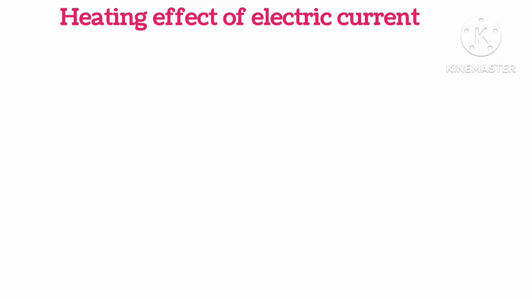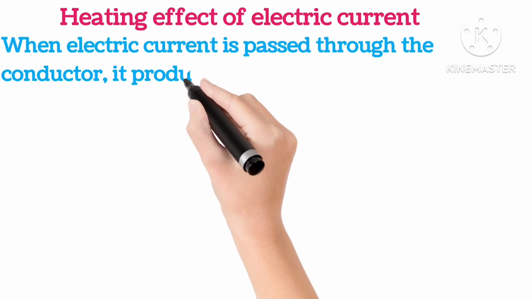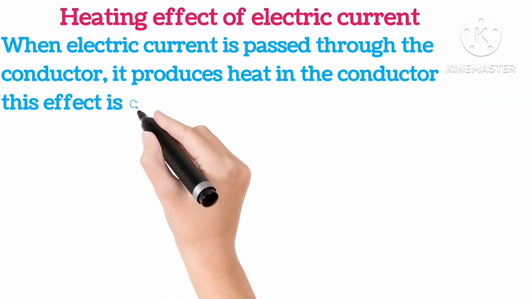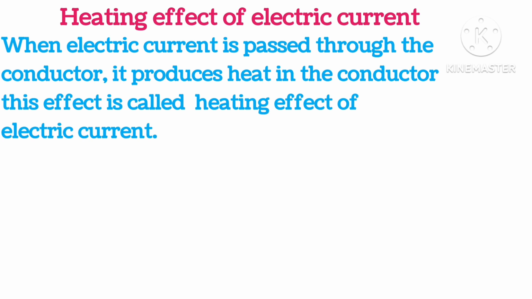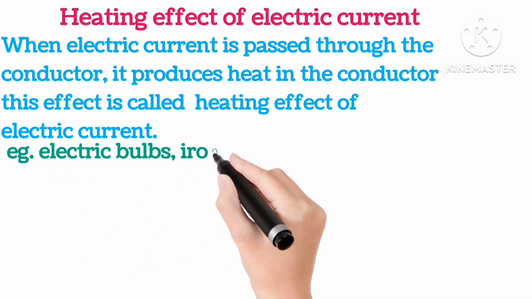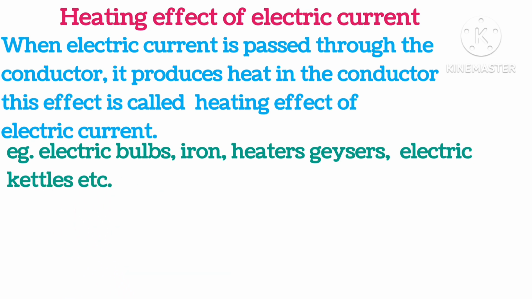Now, heating effect of electric current. When electric current is passed through the conductor, it produces heat in the conductor. This effect is called heating effect of electric current. Examples are electric bulb, iron, heater, geysers, electric kettles, etc.